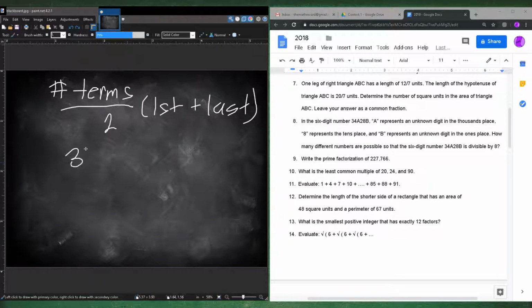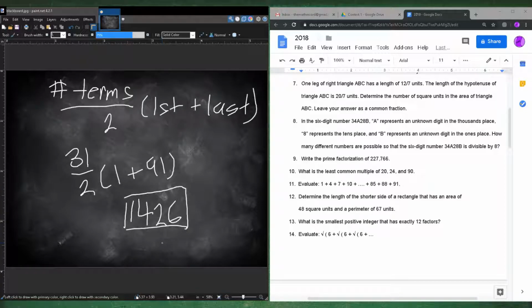So it's just 31 divided by 2 times the first term, 1, plus our last term, 91. Using our calculator, 91 plus 1 times 31 divided by 2, you get an answer of 1,426. So this is just a simple arithmetic sequence question.